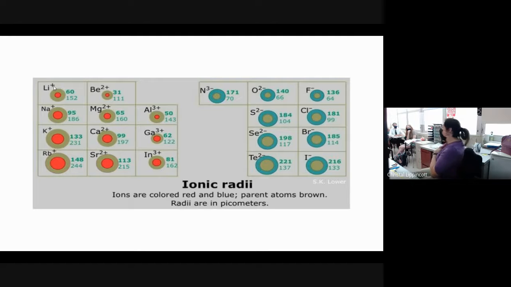Beryllium has 4 here. It's lost its 2 outer ones. So it has 2 here, but it has 4 pulling on 2. So it's going to be even tighter than the lithium would have been. It had 3 pulling on 2. Good. So that's why these are tinier, even though they have the same electron configuration. This guy is going to be smaller than this guy. Make sense? Okay.